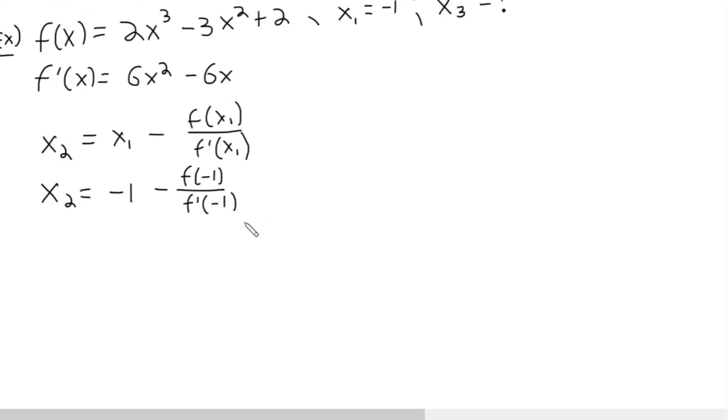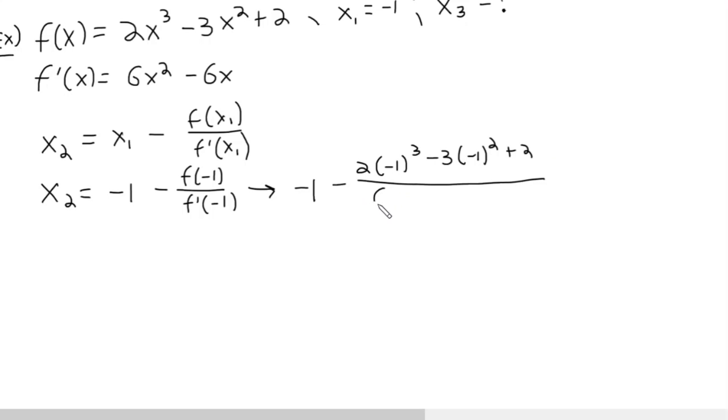And now all I have to do is just plug this in. So I'm going to have negative 1 minus, well, f of negative 1, my f function is up here. So I'm going to have 2 times negative 1 cubed minus 3 times negative 1 squared plus 2, over 6 times negative 1 squared minus 6 times negative 1. And I did this calculator work ahead of time. I didn't really want to just sit here while you guys listen to me press buttons on my calculator. The result of this turns out to be negative 0.75. This is my x2.